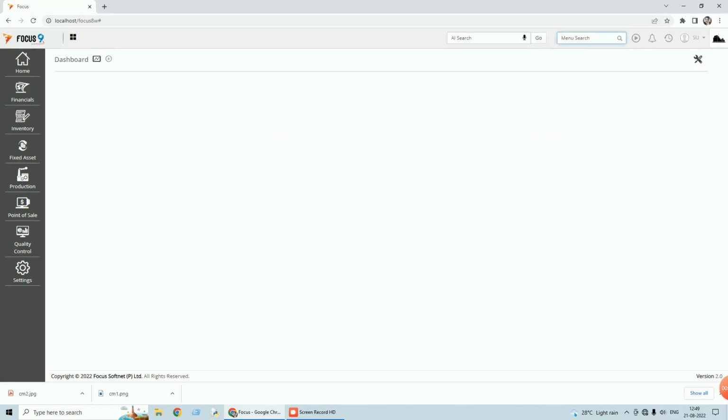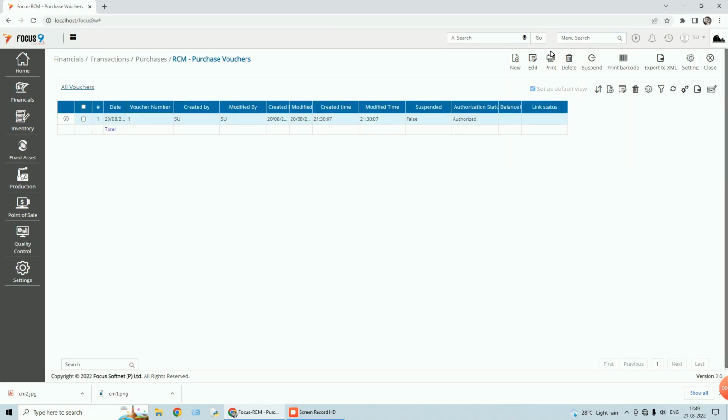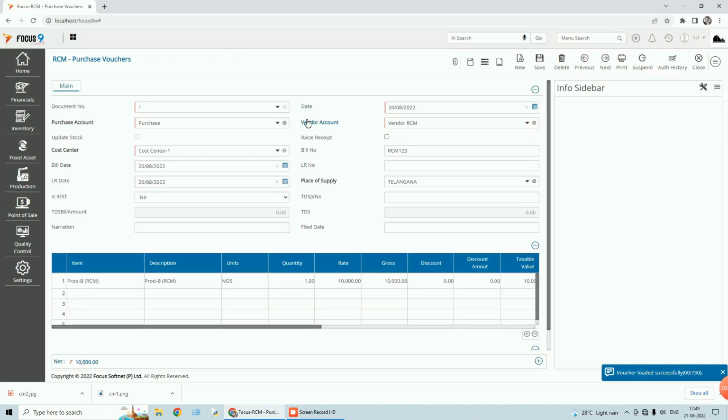Now I will show you the RCM purchase. What is an RCM purchase? RCM purchase means it is something like unregistered suppliers. These suppliers will not have any GST registration number. What the government says is, whenever you buy any goods from RCM suppliers, we have to pay the taxes on behalf of that particular supplier. Then you are eligible to take this credit. Even this, the government has told us.